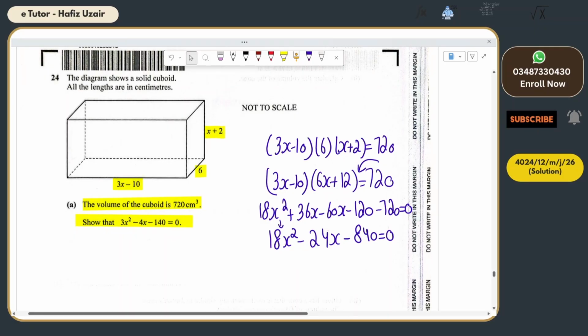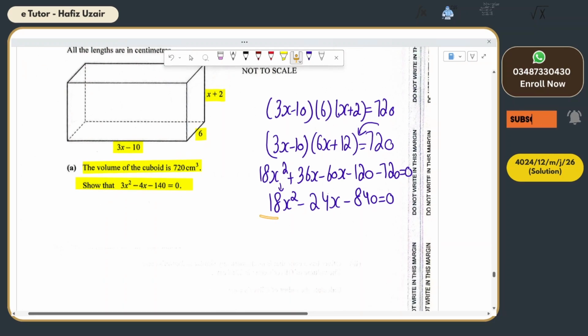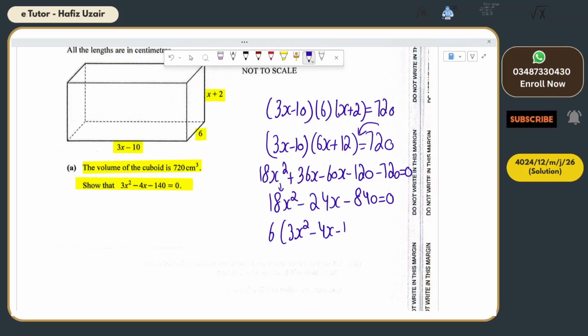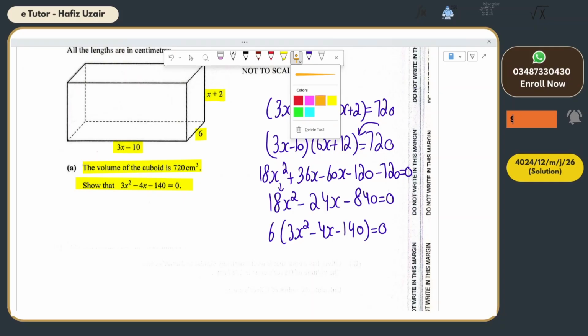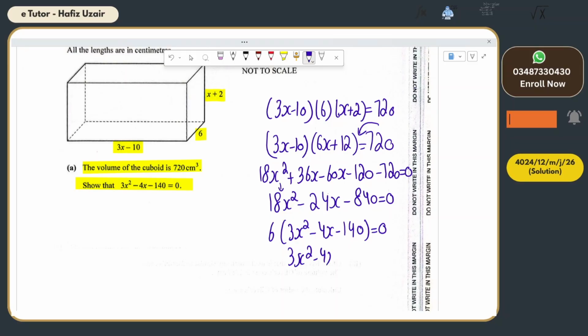All right, now can you find out what thing is common from here? We need to make 3 over here, so let's take 6 common from here. So 6 is common, so this will be 3x squared minus 4x minus 140, and that will be equal to 0. If we divide 840 by 6, it will be 140. So now if you shift this 6 to the other side, 3x squared minus 4x minus 140 is equal to 0. So that is the equation that you need to form over here.